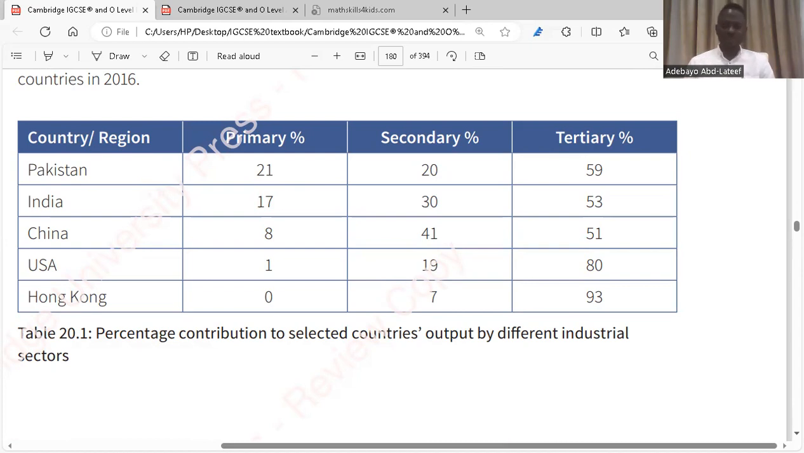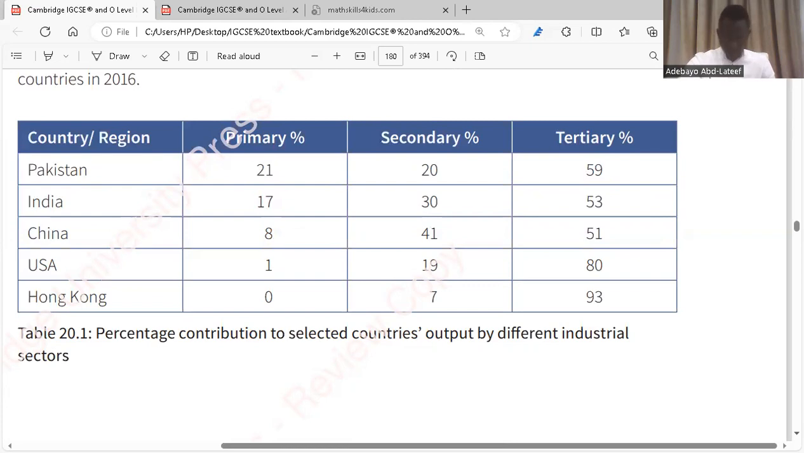Look at the secondary sector. In the secondary sector, they have less than China and USA. Pakistan has less. Pakistan and India have less than China, USA, and Hong Kong in the secondary sector. We have China and India. I said, sorry, Pakistan and India, sorry.